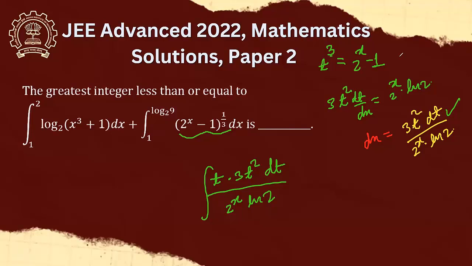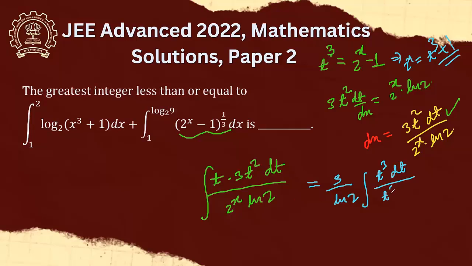Now 2 to the power x is equal to t cube plus 1, right? So I can write this as 3 upon ln 2 going out of the integral, t cube dt upon t cube plus 1. And what are the limits of t?